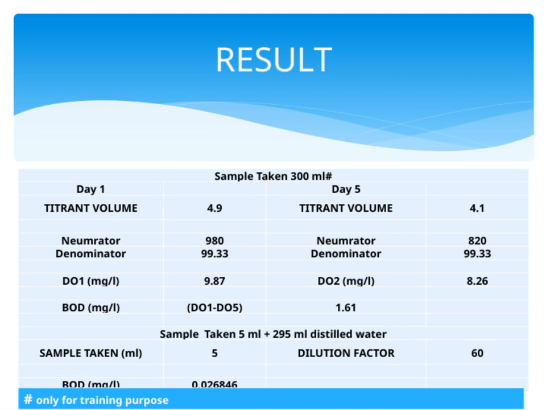Furthermore, we performed a smaller sample test by taking 5 ml of water, adding 295 ml of distilled water, resulting in a total sample volume of 5 ml plus 295 ml, and a dilution factor of 60. The BOD calculated from this diluted sample was approximately 0.0268 mg/L. This process allows us to determine the BOD levels accurately, which are vital for assessing water quality. The key takeaway here is how the titrant volumes and DO levels change over time, giving us insight into the organic pollution levels in the sample.